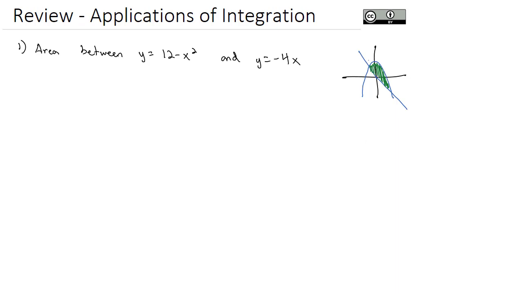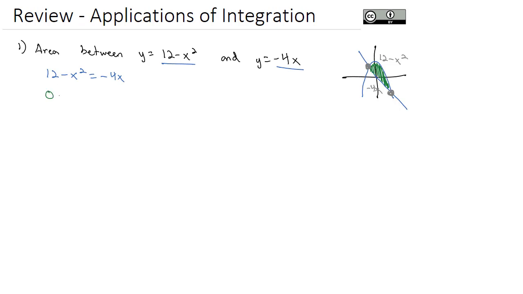To find that, first we need to know where the graphs intersect, so I know the integration points. And then, remembering, we're going to take the top equation, 12 minus x squared, and subtract the bottom function, negative 4x. So first, to figure out where they intersect, we're going to set the two equations equal to each other: 12 minus x squared equals negative 4x.